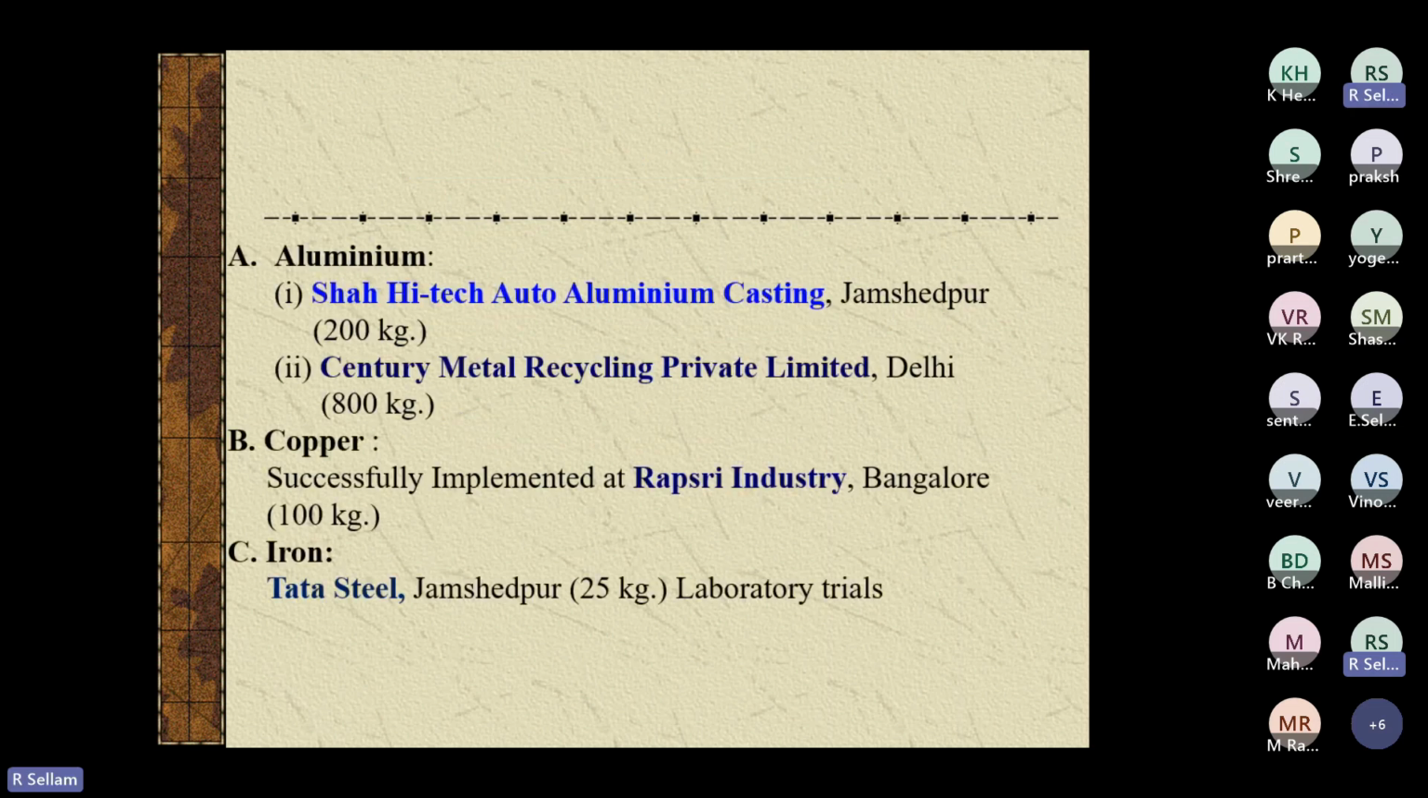As I mentioned, at Saha High Tech Aluminum Casting, Jamshedpur, we conducted a trial at 200 kg. At Century Aluminum Recycling Private Limited, Delhi, 800 kg. Copper was successfully implemented at Rafsi Industry, Bangalore, on a 100 kg scale. And for iron, Tata Steel, Jamshedpur, extended their support in the laboratory for a trial on 25 kg.